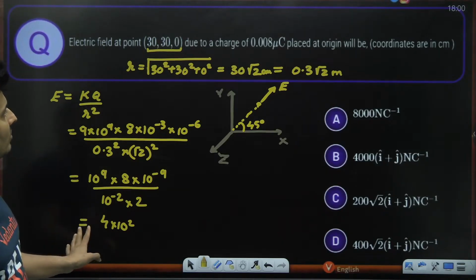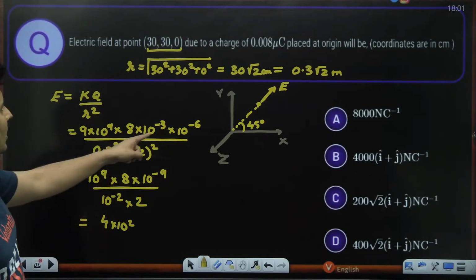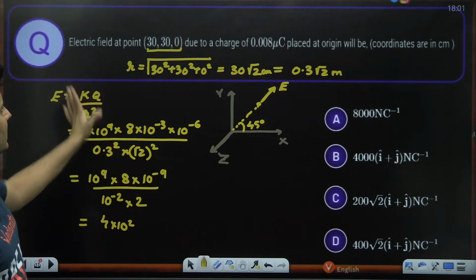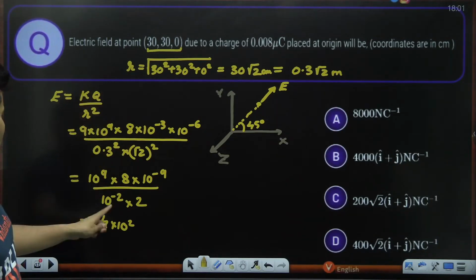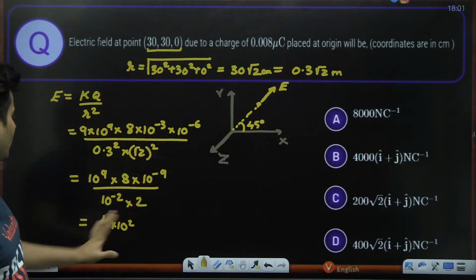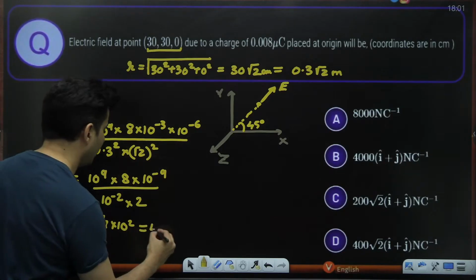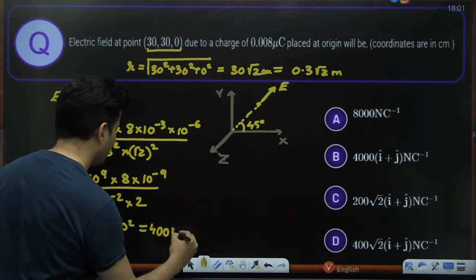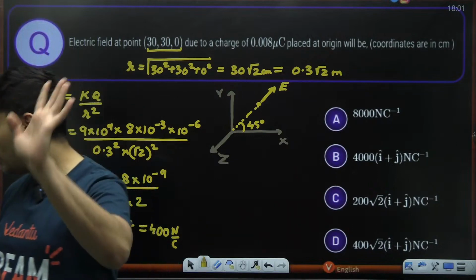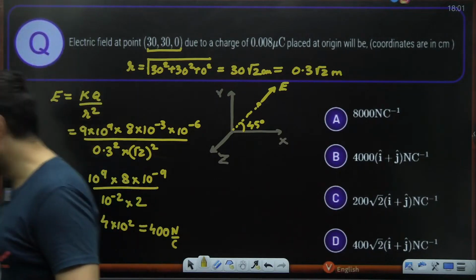400. 400 is what I'm getting. Microcoulomb, yes, perfect, 0.3. Yes, this is also good. 10 to the power 9, 10 to the power minus 9. So this is nothing but 400 newton per coulomb. Just check this out. I hope you have not missed any part. Till this point, everybody clear?